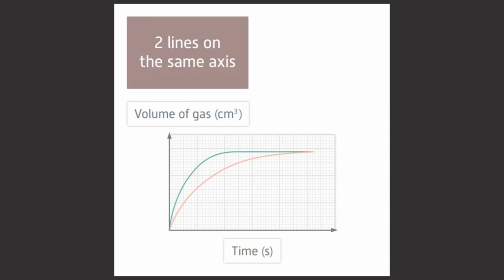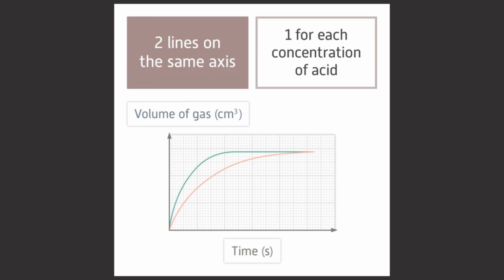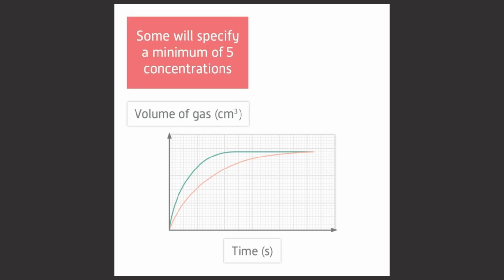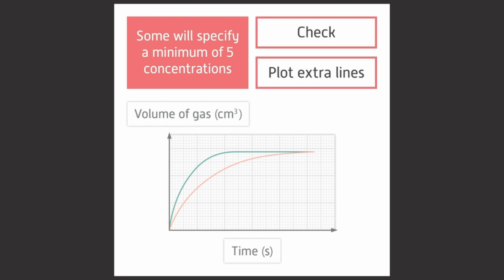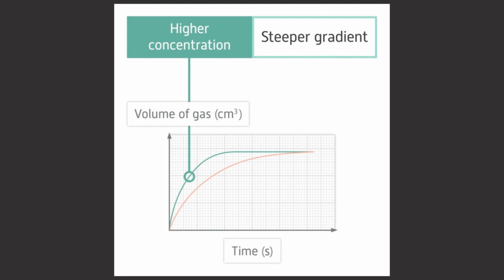You would plot 2 lines on the same axis, one for each concentration of acid you used. Some experiments will specify a minimum of 5 concentrations, so be sure to check with your teacher. If so, you would simply plot extra lines for the additional concentrations. The line from the higher concentration has a steeper gradient. This shows that the rate of reaction is faster.